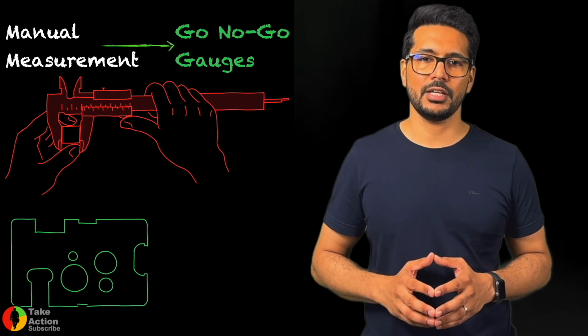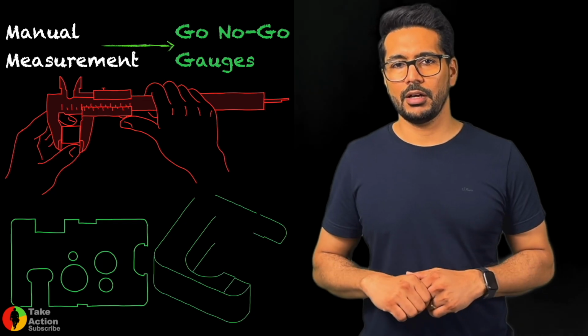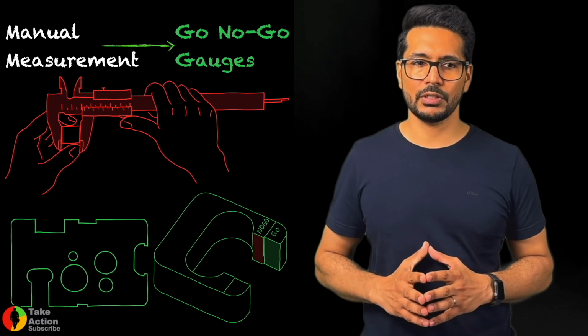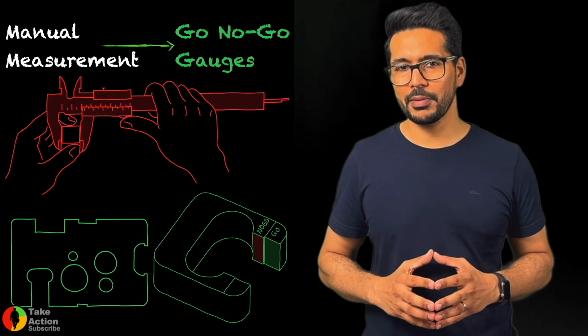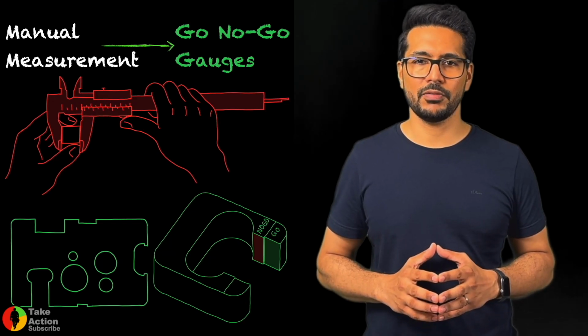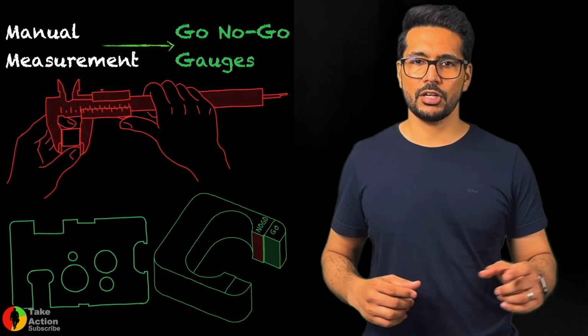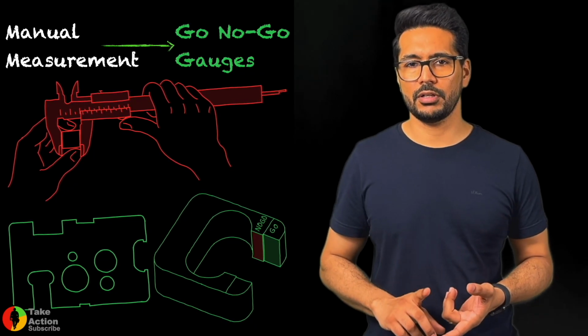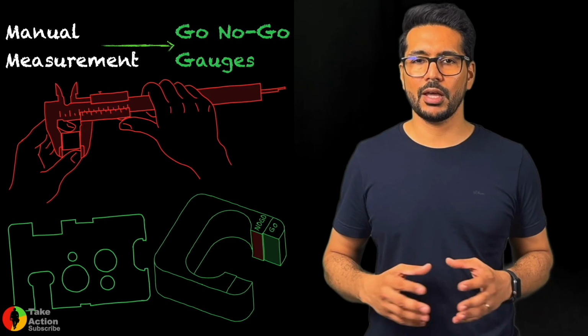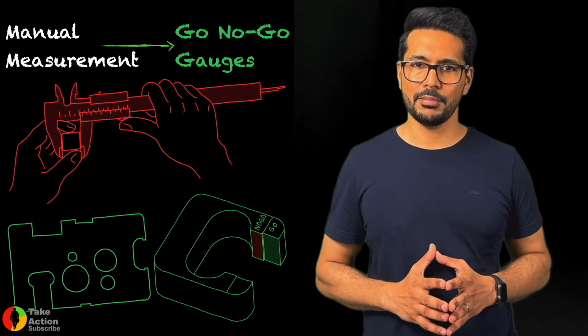So the operator doesn't have to read the reading also. What is the reading on my measuring equipment? An operator can simply check with the gauge if the part is going in this gauge and not going in, if this is right or wrong. Very quick and very, very reliable method.